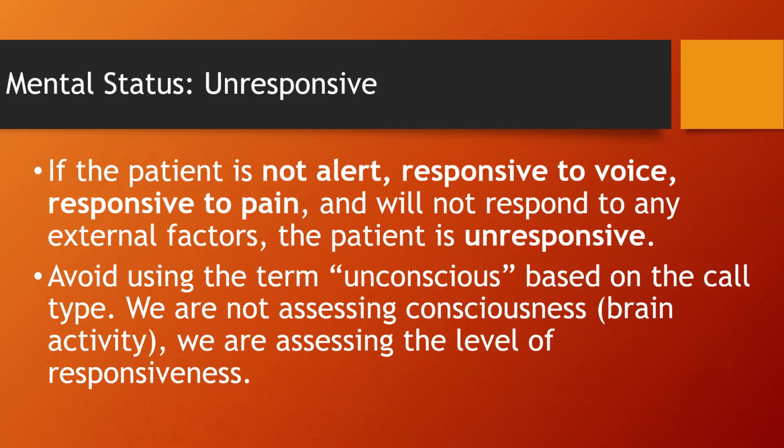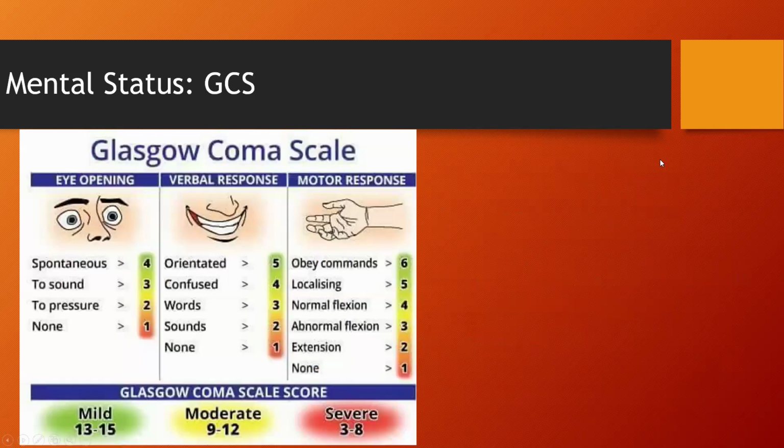We don't want to use the term unconscious on our PCR because even though sometimes the call type might be unconscious, we don't want to necessarily measure brain activity. So we are discerning whether they are responsive to their environment or responsive to us. The best way to document that would be simply unresponsive.